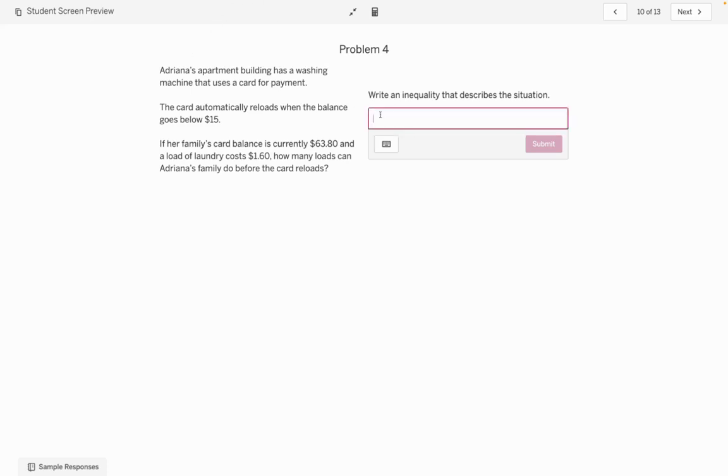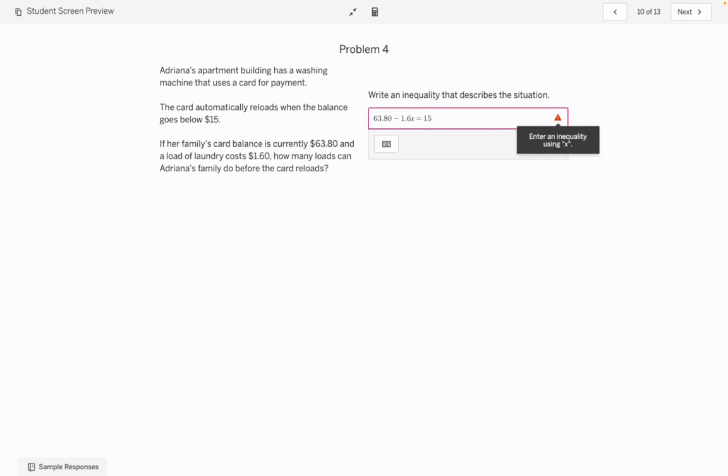So if we think of this as an equation, we're starting off with $63.80 and we're taking away $1.60 for every load. So we have to do 1.6 times x, where x is the number of loads of laundry you're going to do. And that's going to be equal to 15, because 15 is the ending point they've given us. But again, it's an inequality.